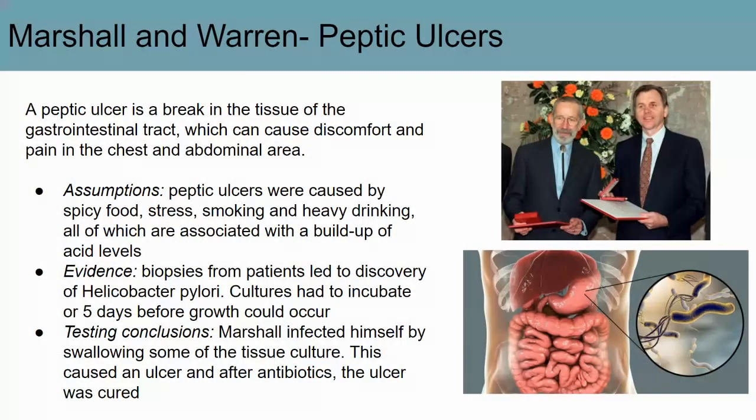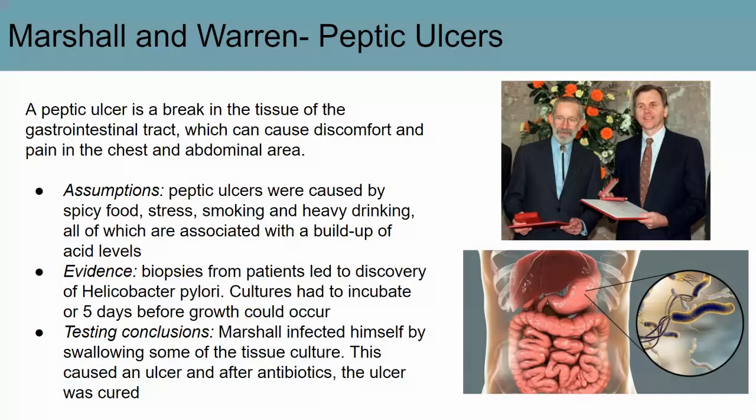So, the first scientists we're going to look at, and the discovery that they made, is Marshall and Warren and their work with peptic ulcers. Peptic ulcers are, in fact, a break in the tissue of the GI tract, which causes a lot of discomfort and pain. So, if you had an ulcer, you'd definitely know it.